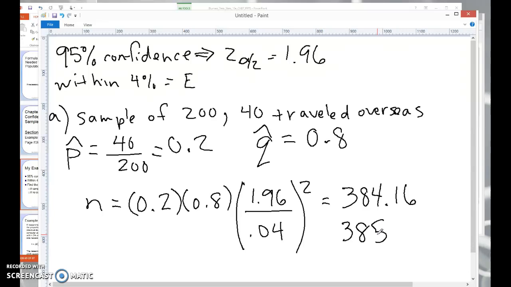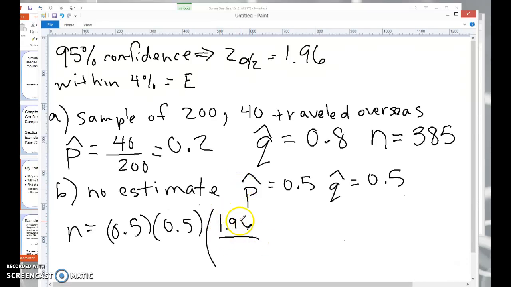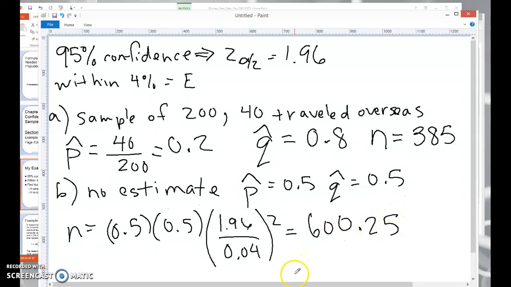Now, what happens if you're not given the p hat? Well, if you're not given the p hat, then you need to assume that p hat is going to be 0.5. Since both p hat and q hat are both 0.5, I'll substitute those into the formula. I'm still using that Z value of 1.96 and my error of 0.04. You can get an answer of 600.25. Again, we need to round up to 601.